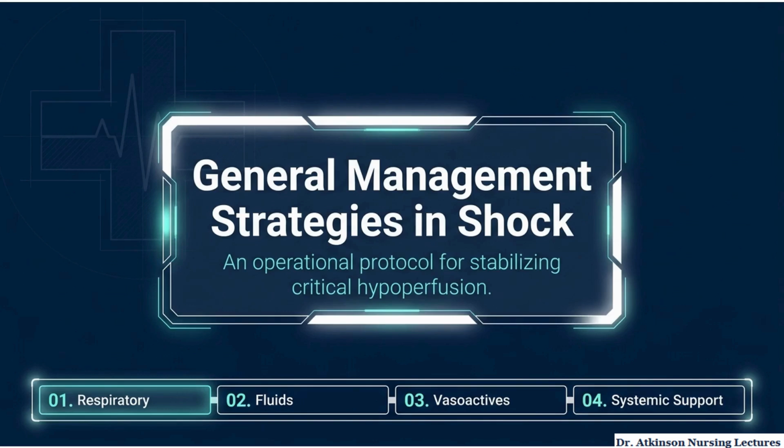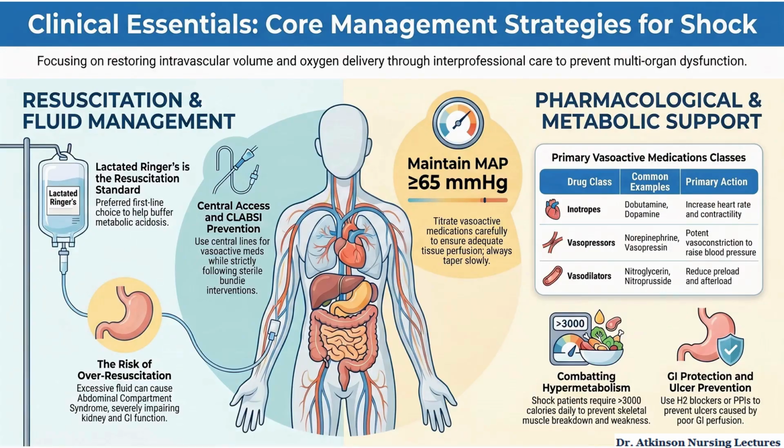Now we are going to talk about general management strategies in shock, the operational protocol that applies regardless of what type of shock your patient is in. Cardiogenic, septic, hemorrhagic. The core framework is the same. Respiratory support, fluid replacement, vasoactive medications, and systemic nutritional support. These 4 pillars don't change. What changes is how aggressively you apply each one based on what's driving the shock.